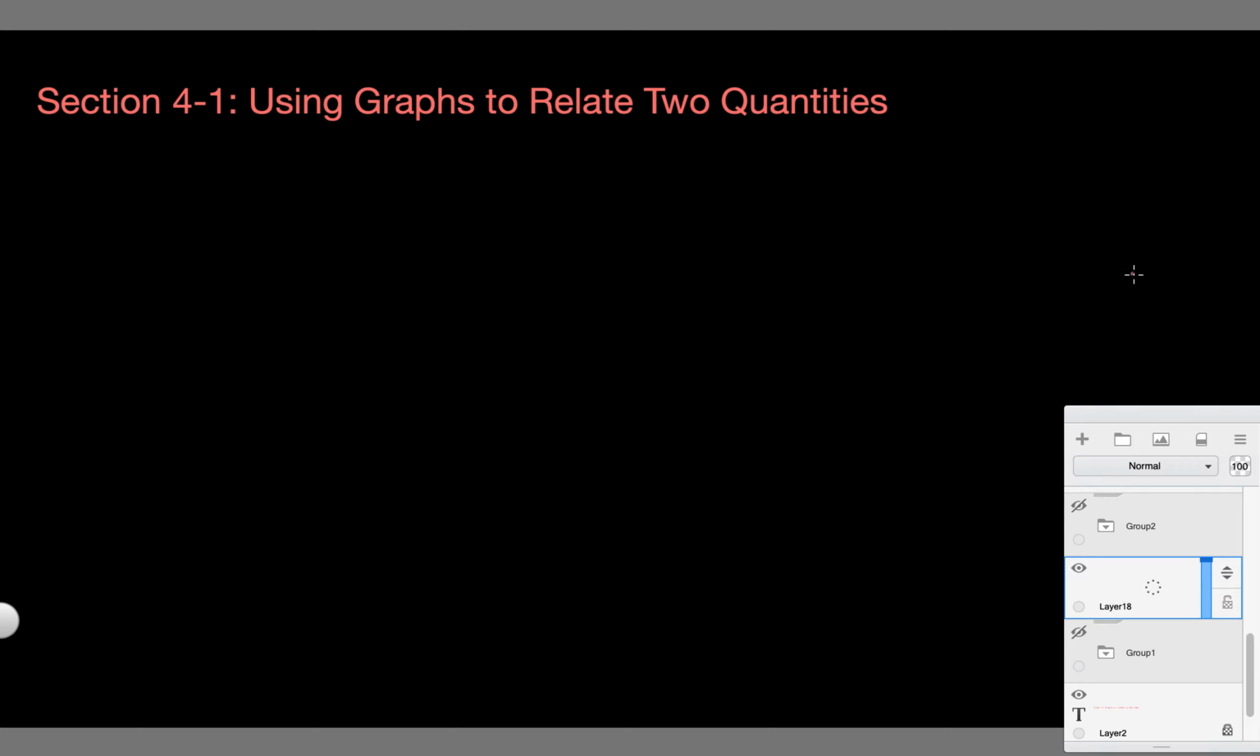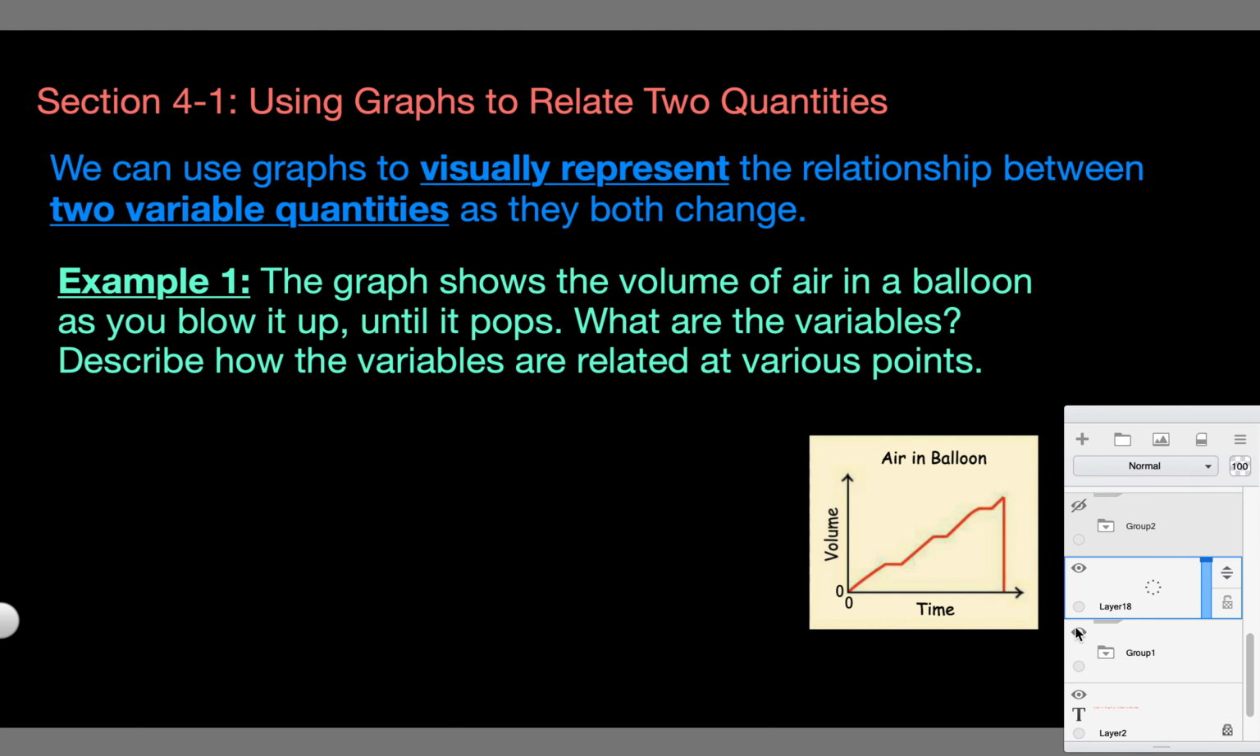So today we're going to start chapter 4, which is all about an introduction to functions, and specifically this section is about using graphs to relate quantities. So first thing I want you guys to do is copy down the blue, fill in the blanks. It says that we can use graphs to visually represent the relationship between two variable quantities as they both change. So all that means is that you're comparing two different variables in a situation where they're both changing and you're seeing how they're related to each other.